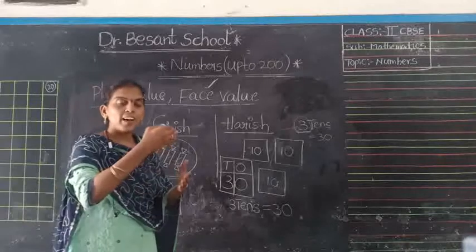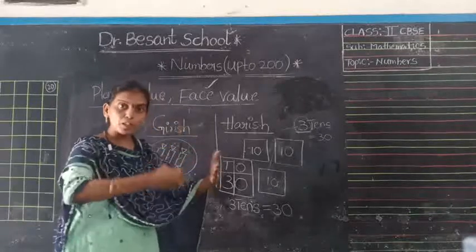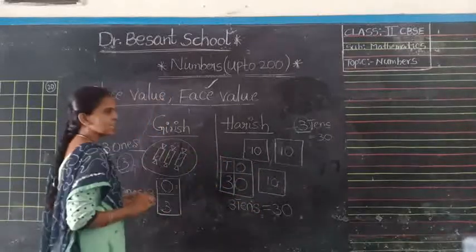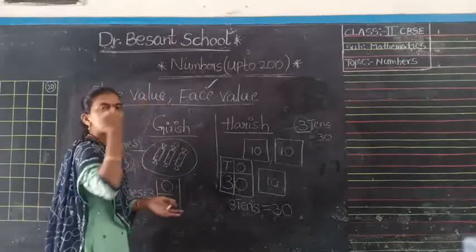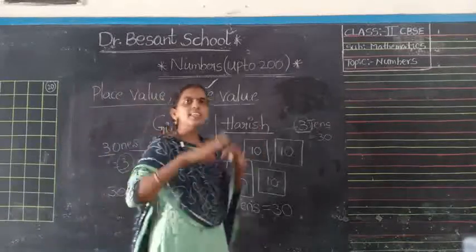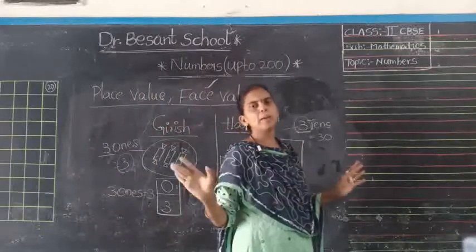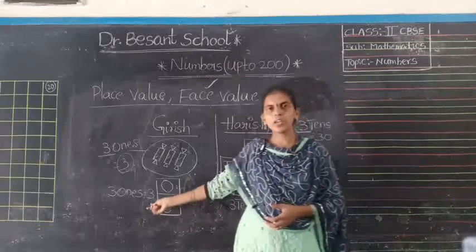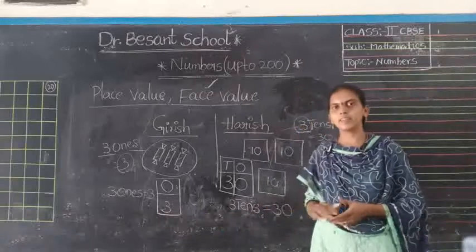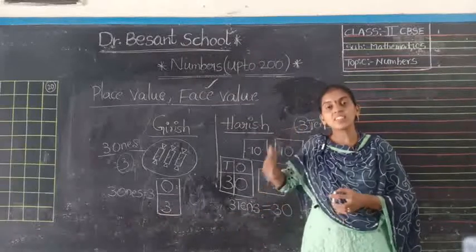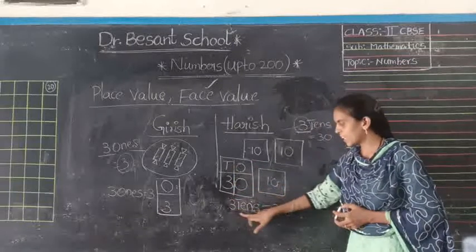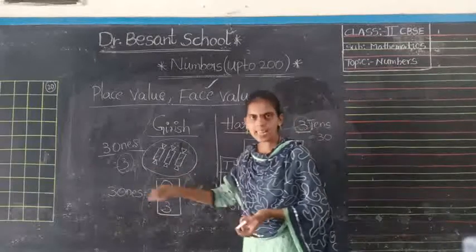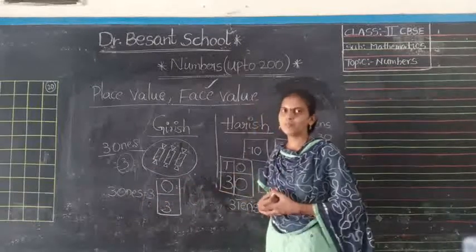That means when the digit changes its position from ones place to tens place, the value of the digit changes. It will not be the same at all. Yes or no? Here the value is 3. Here the value is 30. How did 30 come? That 3 is in tens place. So 3 tens means 30. Value is more here. Here the value is less. 3 ones means 3 only.